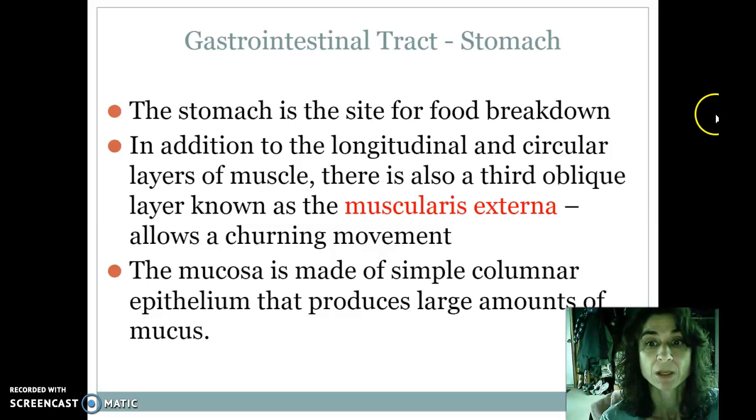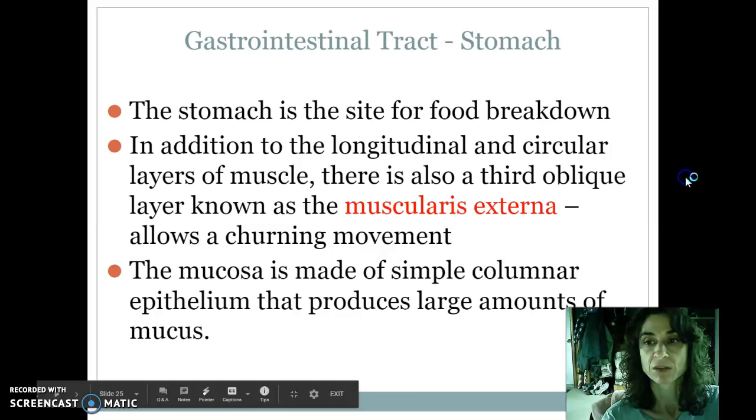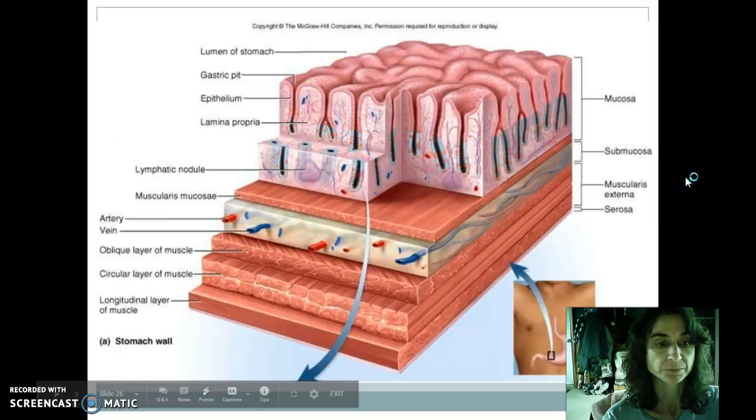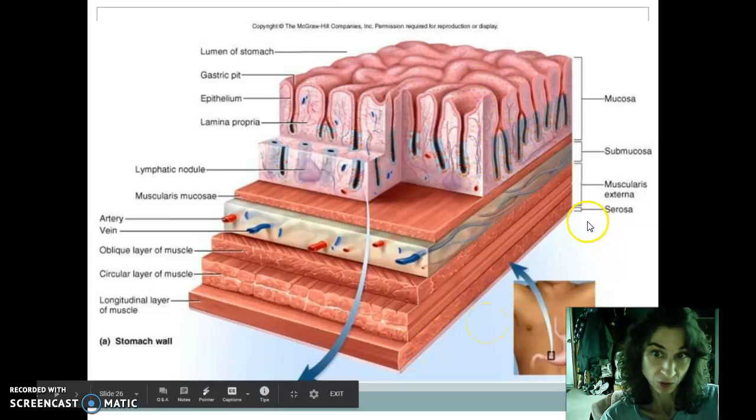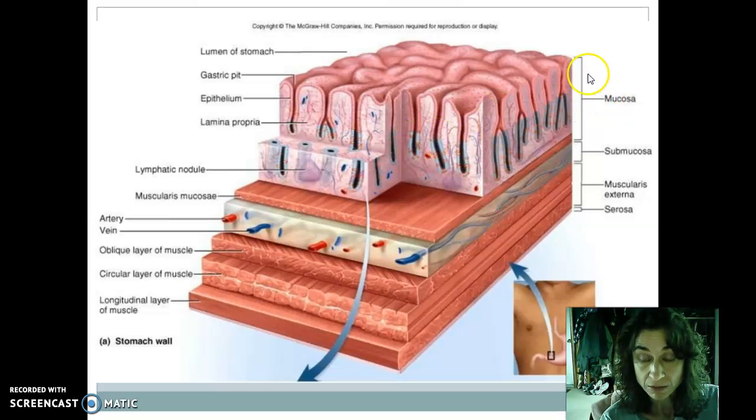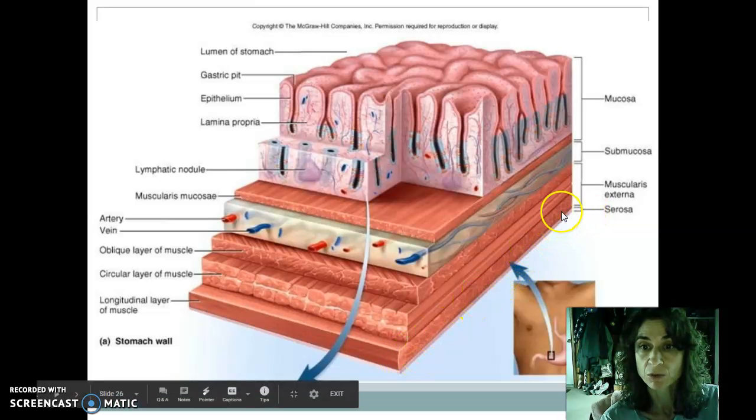Okay. So the mucosa in the stomach is made of simple columnar epithelium, if you can remember back that far. And this produces mucus within the stomach. All right. So again, here's another picture, a close-up picture of the layers. Starting here with the mucosa, innermost layer, submucosa that contains our veins, arteries, the muscularis externa, which has the muscle layers. Over here you can see this is our oblique layer, our circular layer, and our longitudinal layer. And then here is the serosa, the outermost layer.